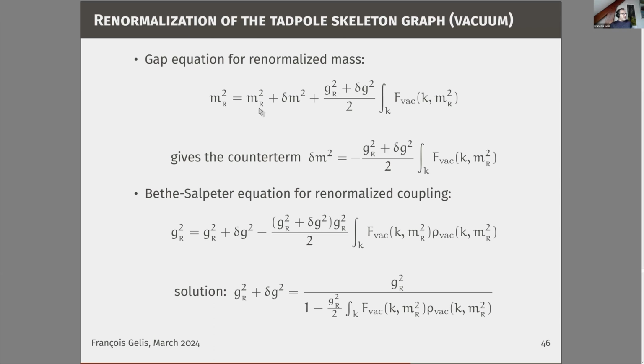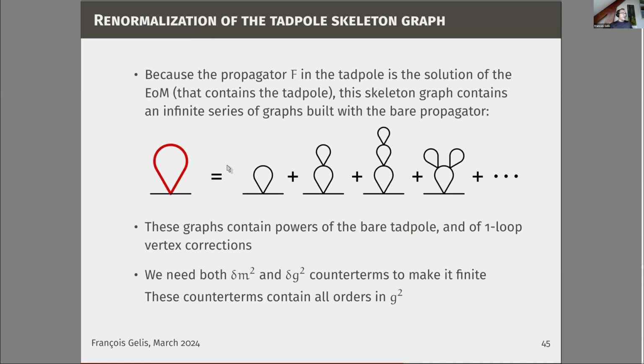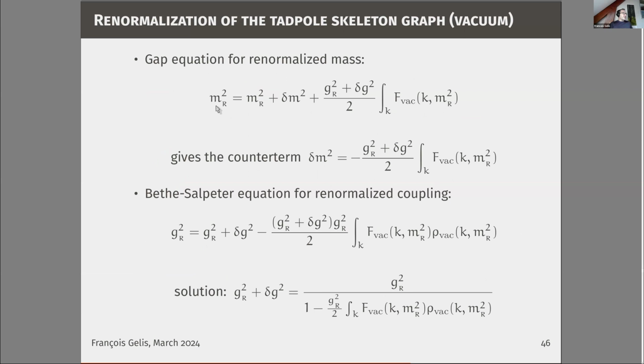So the first thing to do is to write a gap equation for the renormalized mass. It's just writing this equation in slightly more detail: the renormalized mass is the renormalized mass plus the counter term, plus the vertex, that is the renormalized coupling with the associated counter term, times the 1/2, which is a symmetry factor, times the integral of the vacuum F over all momenta. And then you can solve this trivially by finding the counter term for the mass in terms of the renormalized mass and the bare coupling. Of course, the renormalized mass you can choose in principle as you wish. It's not something that will come out of this equation. So given a renormalized mass that you choose, you find a certain counter term.